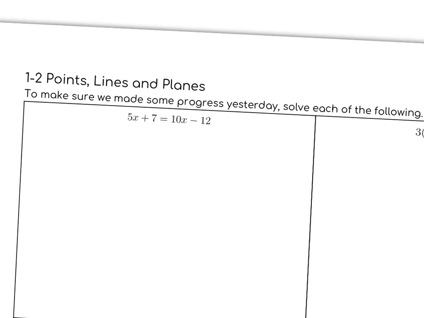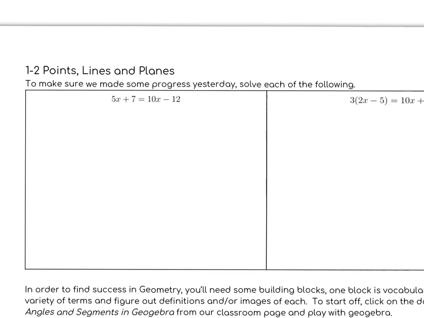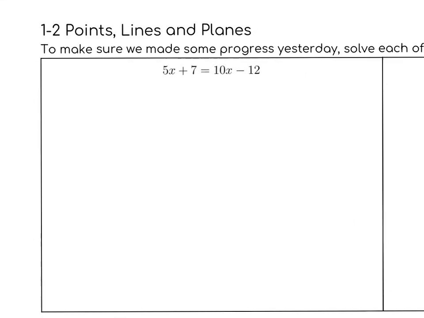So first off, we had a starter, and the goal was to practice solving some linear equations. Here we've got a variable on both sides. To do that, I've got to combine like terms, and I've got to get the 5x and 10x onto the same side. What I'm going to do is minus 5x from both sides. The reason I'm choosing to do that is to keep the x positive, because that'll leave me with 5x minus 12 on the right side and 7 on the left.